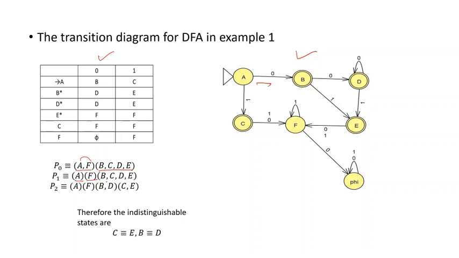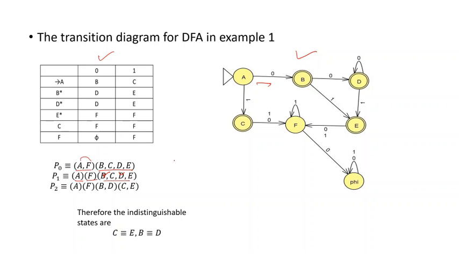Now this is the partition of final states. Check whether B and D are distinguishable or indistinguishable. You can see that B, taking 0, goes to D, and taking 1 goes to E. For the state D, taking 0 goes to D, and for 1 it goes to E. So you can see that for both B and D, it reaches the same final state E.